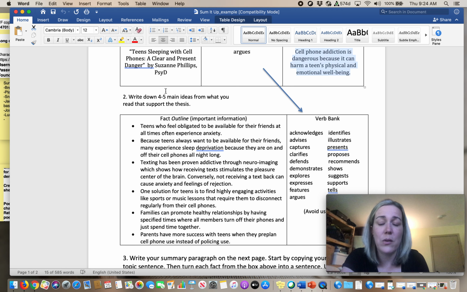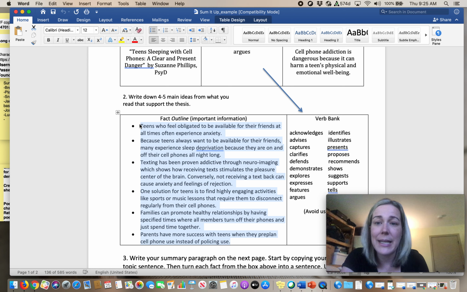Then you're going to brainstorm the rest of your summary paragraph by writing down 4 to 5 main ideas from what you read about in the article that supports this idea. So if her main idea is that cell phone addiction harms a teen's physical and emotional well-being, what I should see in your fact list here is specific examples of how cell phone addiction harms a teen's physical and emotional well-being. So if you look, I've bullet pointed here 6 pieces of information that support the main idea that it harms a teen's physical and emotional well-being.